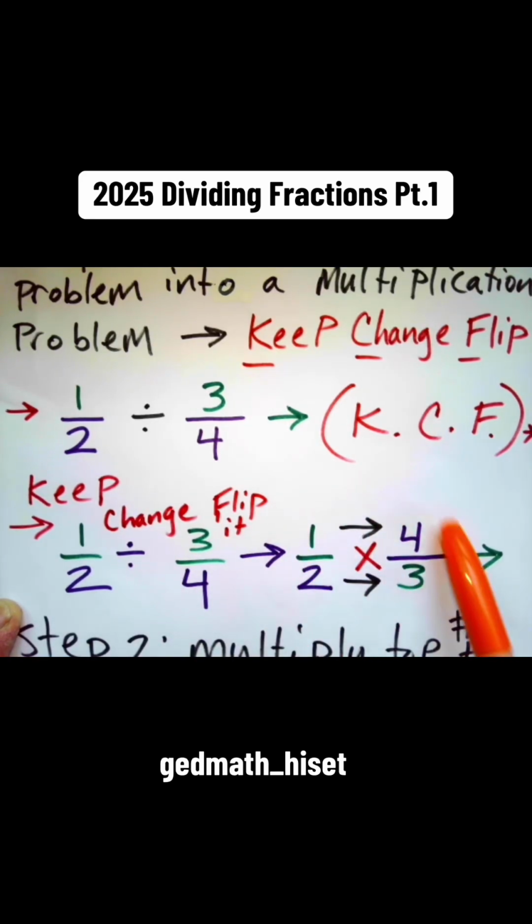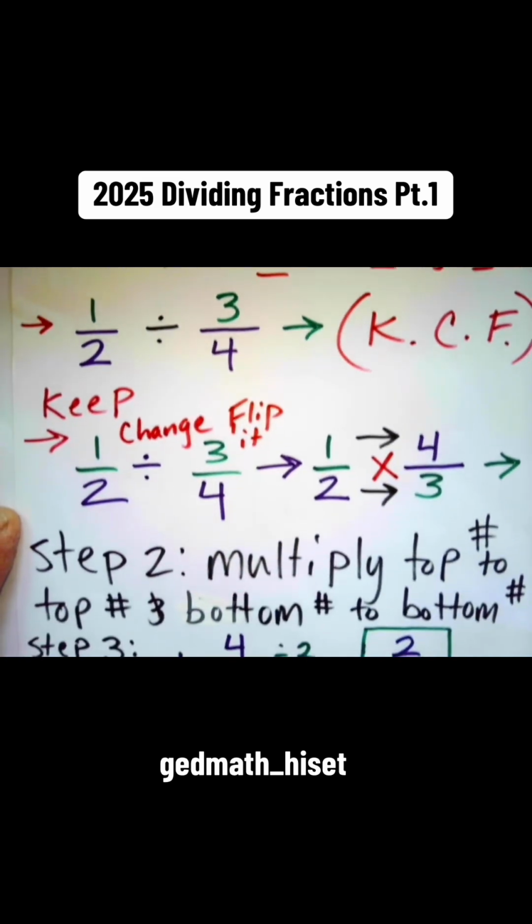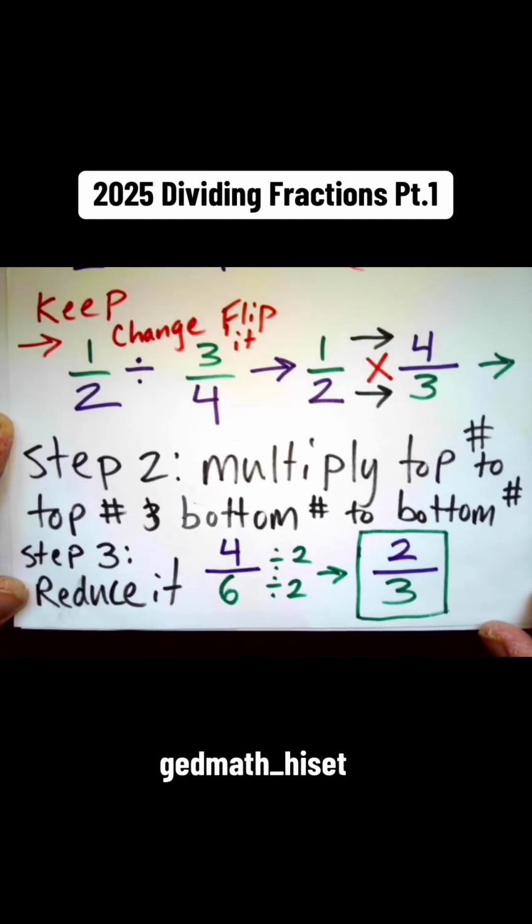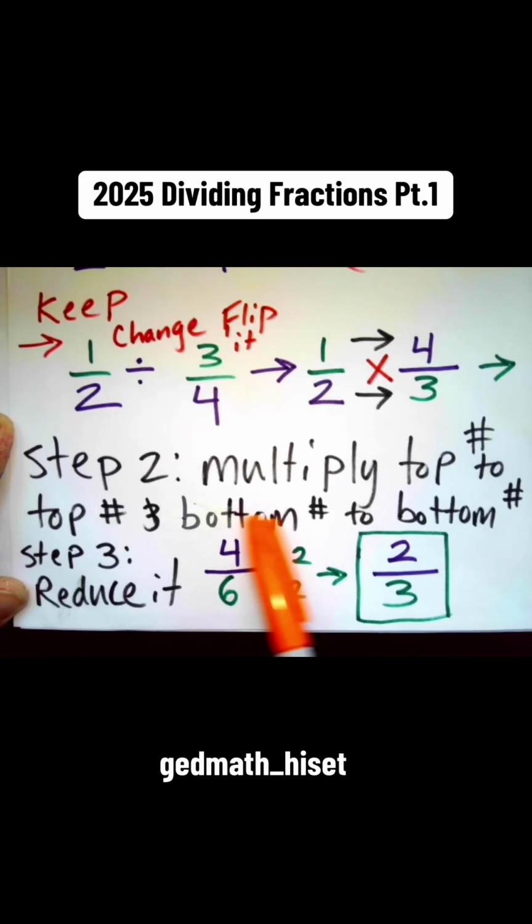You can even practice cross-simplifying like we talked about last time. Dividing 2 into 2 and 2 into 4 will give me a reduced fraction of 2/3. But I wanted to continue on and show you our last few steps here. Steps 2 and 3 I'm showing you below. Multiply top to top and bottom to bottom. And then step 3, reduce your fraction.